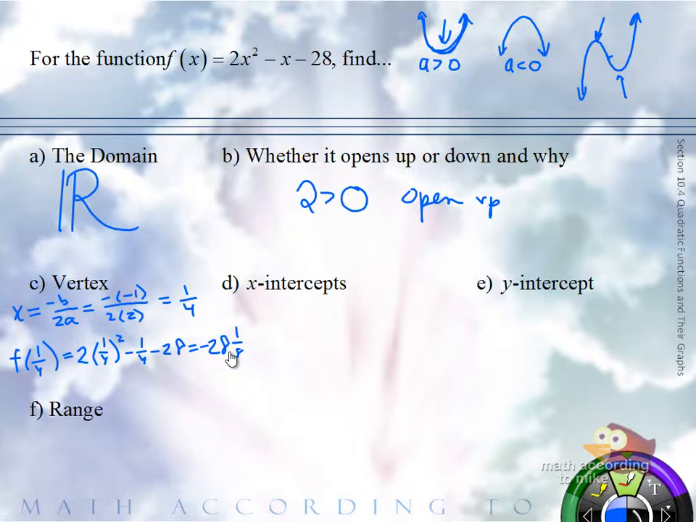As an improper fraction, I don't know. What's 8 times 28? Oh my gosh. That would be 224 plus 1 more, 225. 8. That's terrible. So that means your vertex is 1/4, negative 225 eighths. But in terms of graphing, if you want to think of it as negative 28 and 1/8, that's fine because that's easier to find.